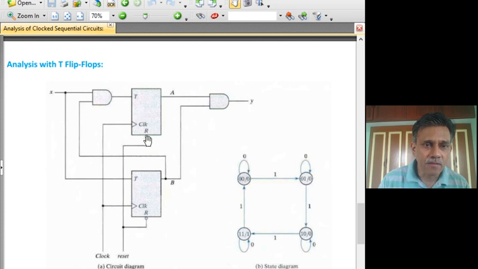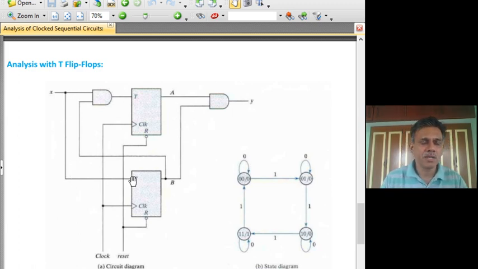Again, just for illustration, we have included a reset input control which can be used to reset these two flip-flops. They are active low, reset bar here. So there is one input X and one output Y, and the T input for the A flip-flop is X and B, and the TB is nothing but X.